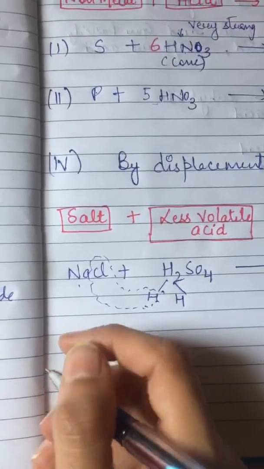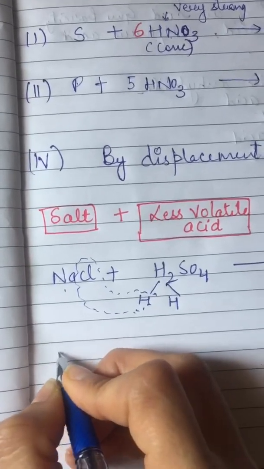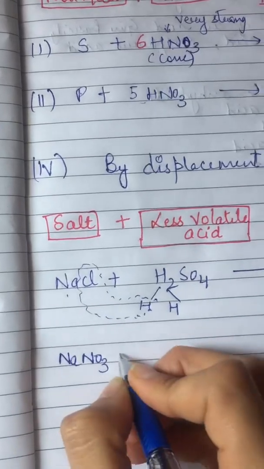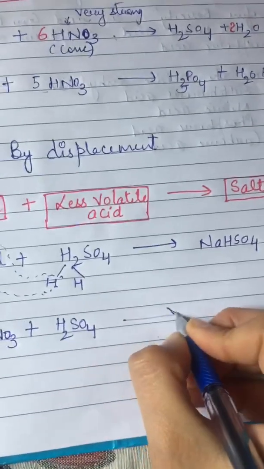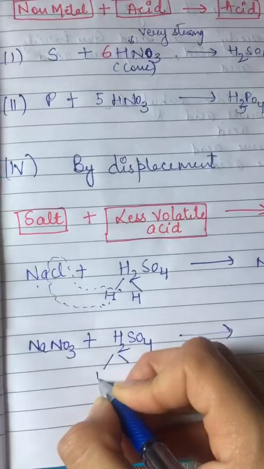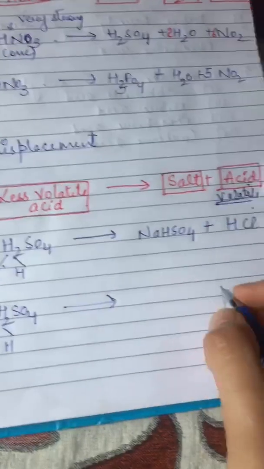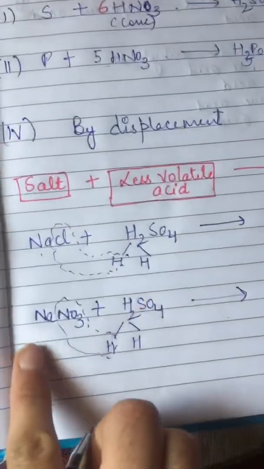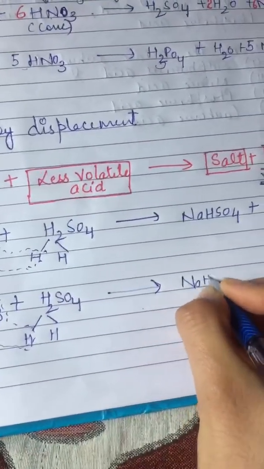Similarly, when we have to form nitric acid, HNO3, we will take a salt, sodium nitrate, right? We will react it similarly with H2SO4. We have to form nitric acid, HNO3, leaving behind NaHSO4.